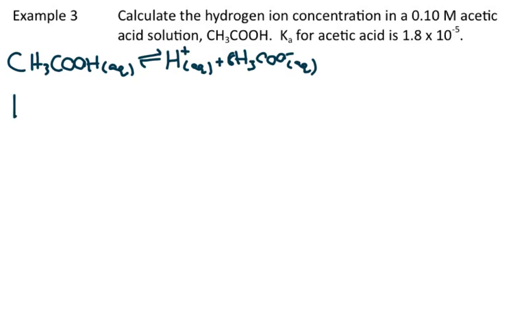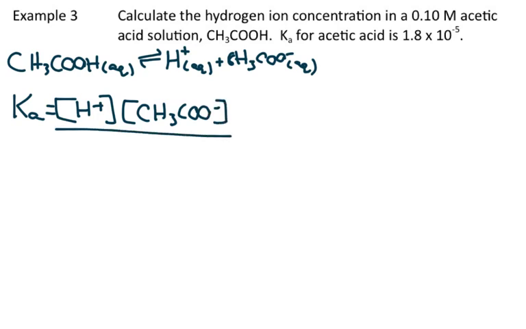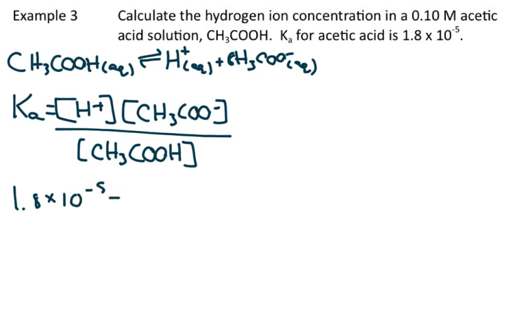This is an acid, so we'll set up Ka. Concentration of H plus and concentration of CH3COO minus on top, and concentration of CH3COOH on the bottom. Substituting in what we know for Ka, Ka is 1.8 times 10 to the minus 5.